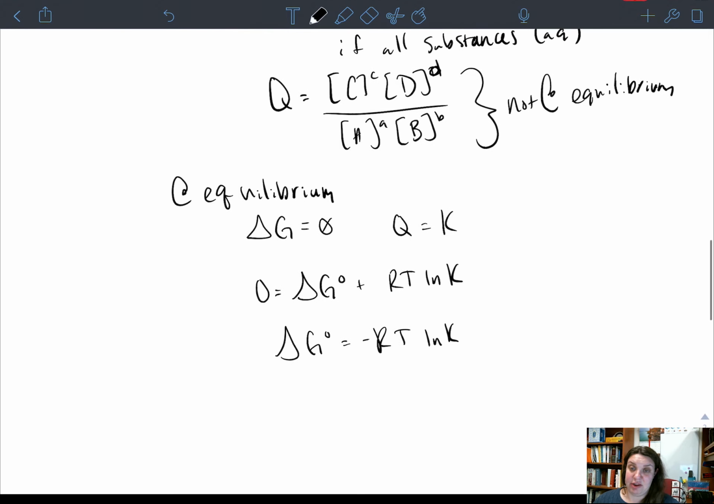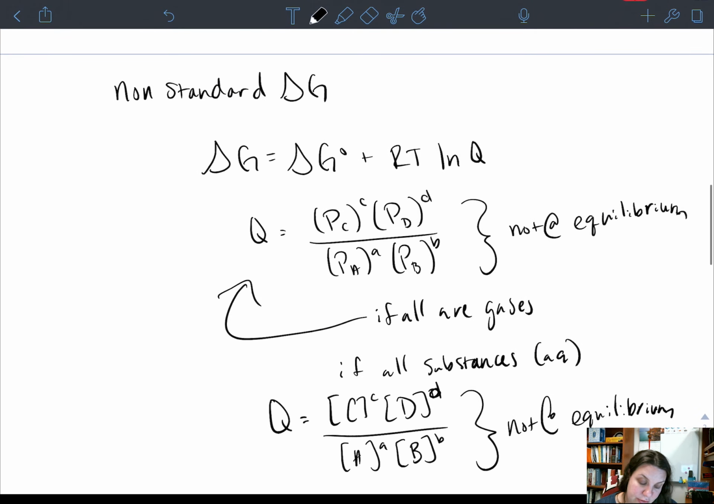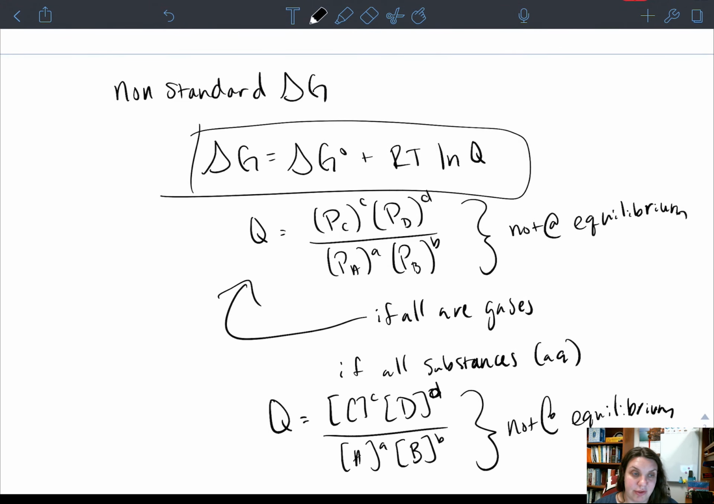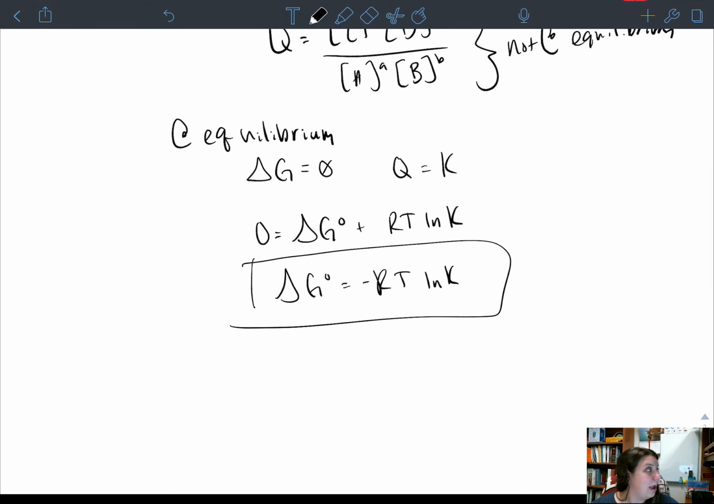We can also solve for our delta G if we know our equilibrium constant, or solve for our equilibrium constant if we know our delta G. These are the equations that you will be using for this lecture. This is a very, very short lecture, so of course it's a very short pre-lecture video. And that's everything. That's all of Lecture 19.